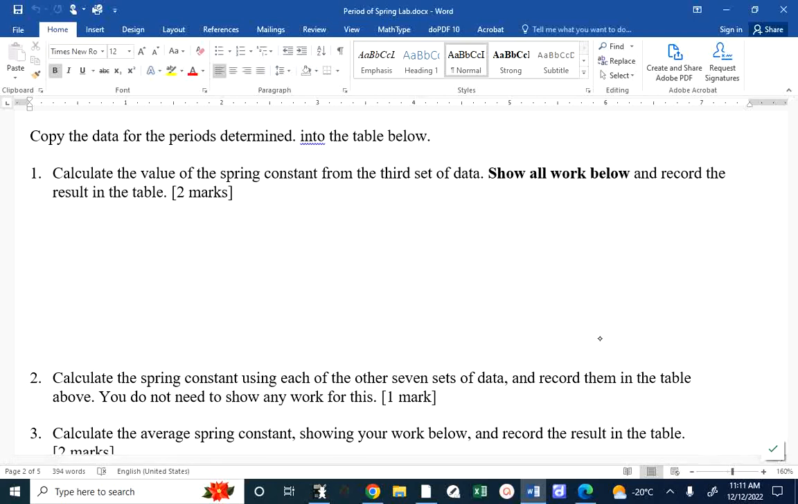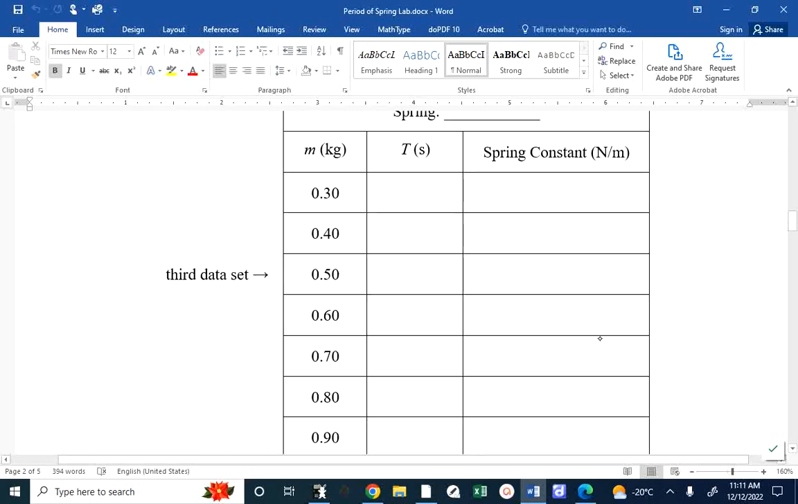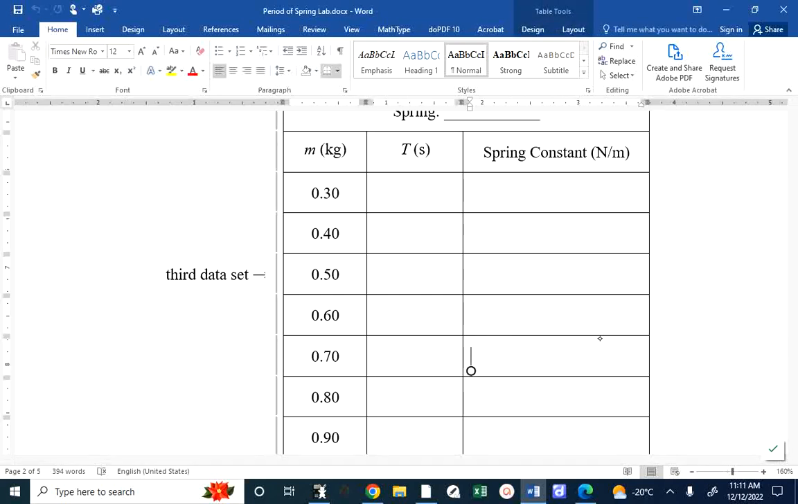But I only want to see your work for the third data set. So when you copy your data here, whatever you have for the t, I want to see your work with this mass and this period in order for you to determine the spring constant.